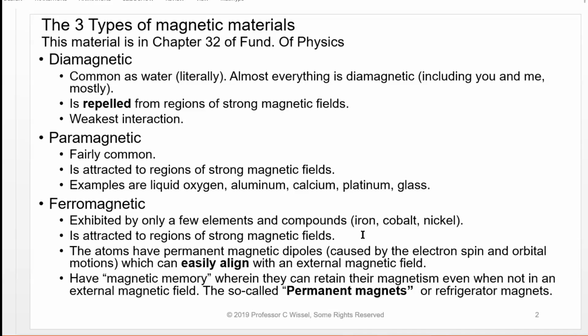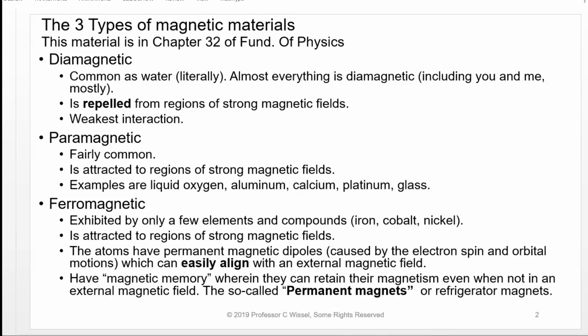Diamagnetic, which is as common as water, literally. Almost everything is diamagnetic, including you and me, mostly. It's repelled from regions of strong magnetic field. So it sort of behaves the opposite of what we think of as magnetic attraction. It gets repelled from magnetic field. It is the weakest of all interactions, and that's a good thing.